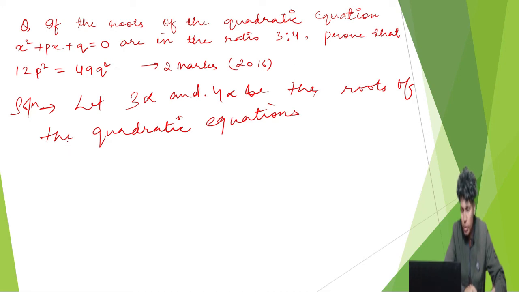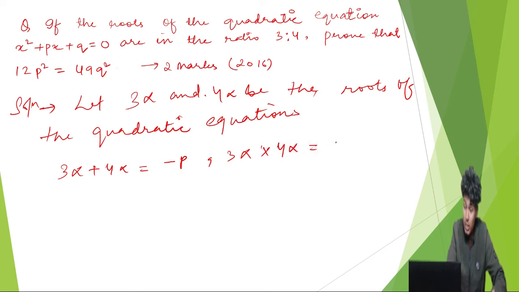Then if 3 alpha and 4 alpha are the roots of the quadratic equation, we need to prove 12p square is equal to 49q square. Let us take 3 alpha plus 4 alpha, which is alpha plus beta, the sum of the 2 roots, so it will be minus b by a, here minus p. And the other is 3 alpha into 4 alpha, which is c by a, so it is q. So 3 alpha plus 4 alpha, that is 7 alpha, is equal to minus p. And 4 threes are 12 alpha square is equal to q.